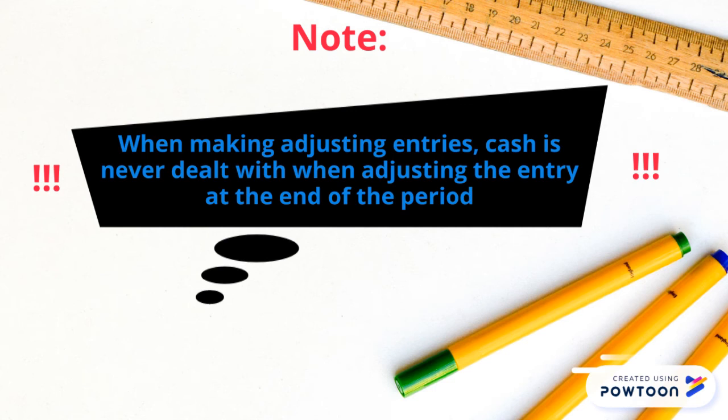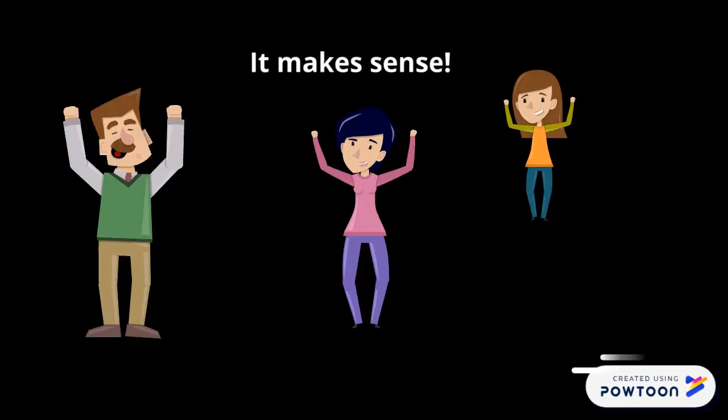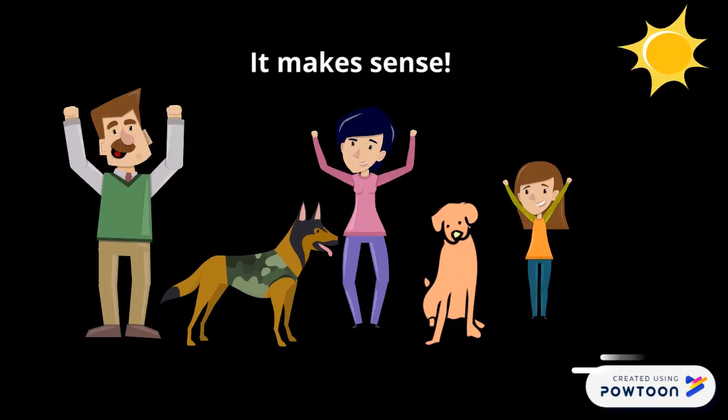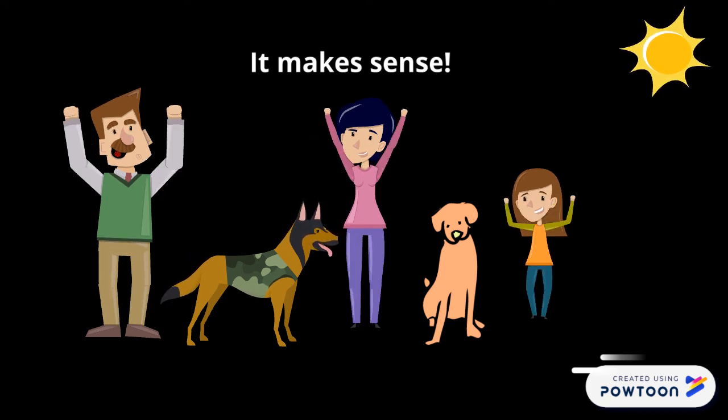We don't ever deal with cash when recording the adjusting journal entry at the end of the period, unless we are recording adjustments before or after the end of the period. And when you think about it, that makes sense, since the whole reason for using the adjusting entry process is to account for cash that was not exchanged simultaneously to a revenue being earned or an expense being incurred.